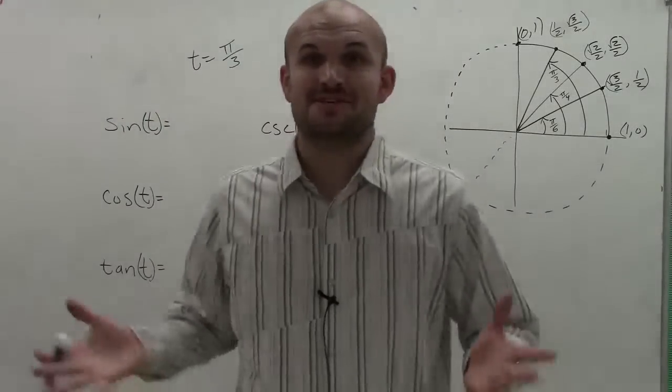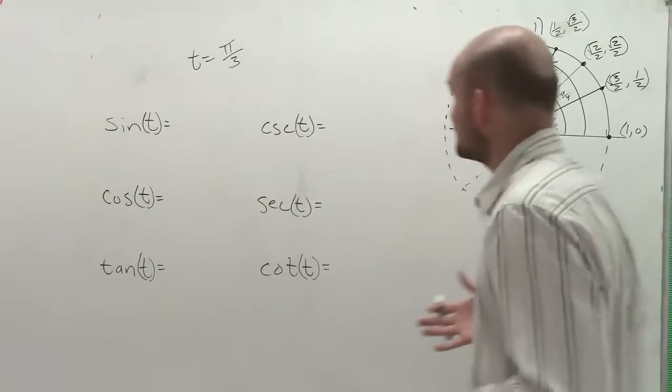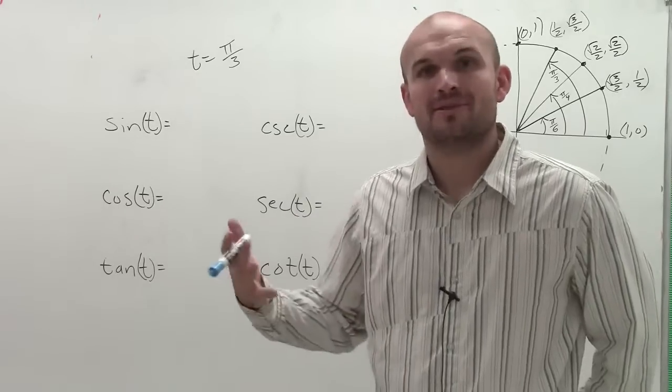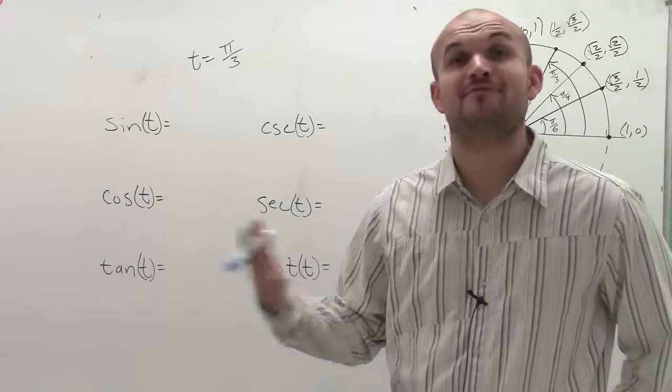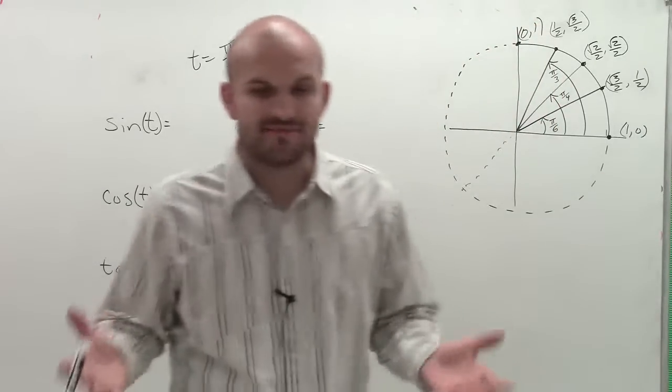Okay, so this is where it all starts to come into play, right? We have pi over 3 as the angle that we're going to use to evaluate our 6 trigonometric functions. So we're going to need to find the value, though.